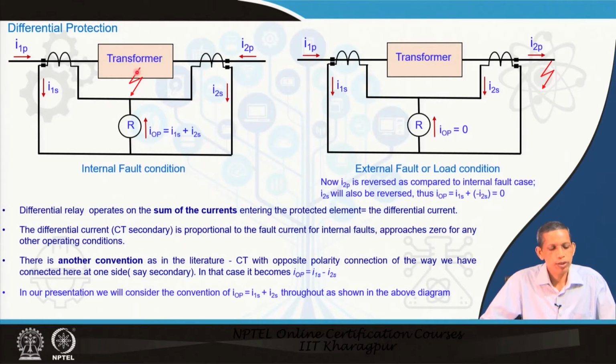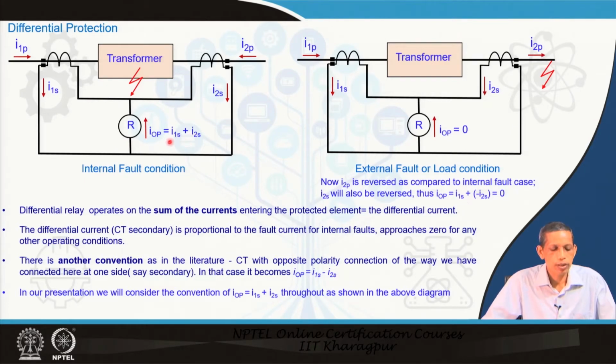So, what we mean here is, see here. For this internal fault, let us say x amount of current flows here. Then I1p plus I2p will be x, and similarly for the secondary side. These I1s and I2s are proportional to I1p and I2p.